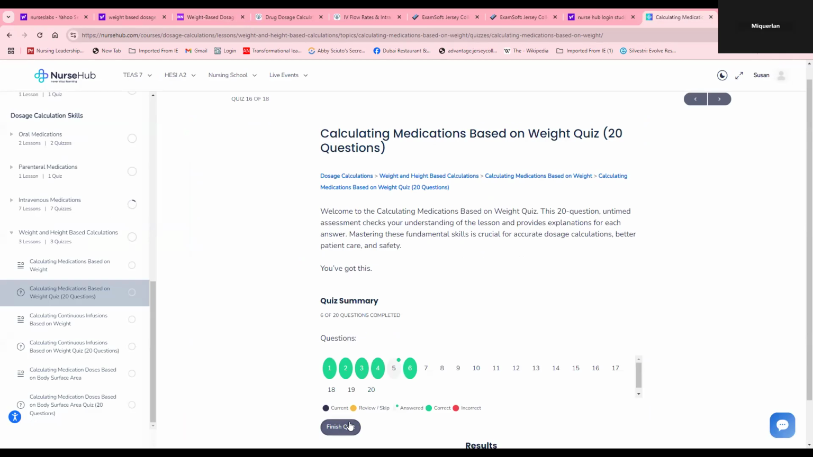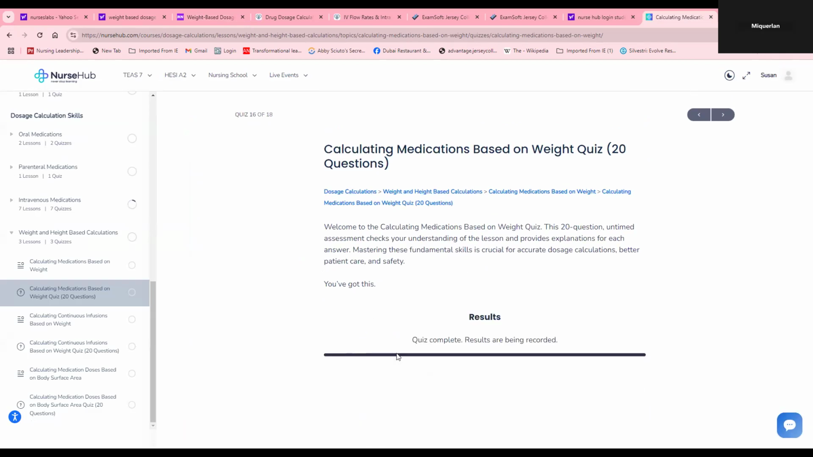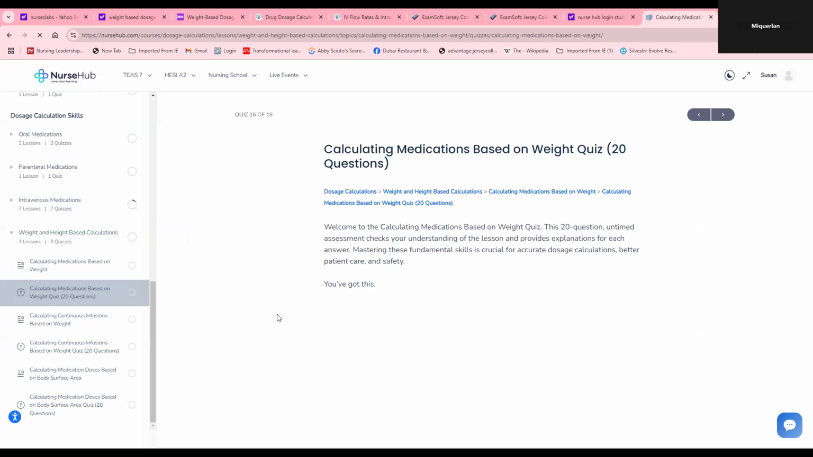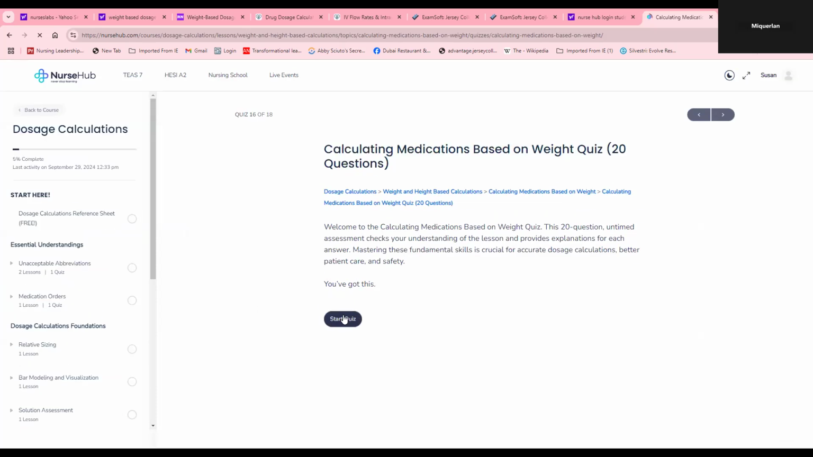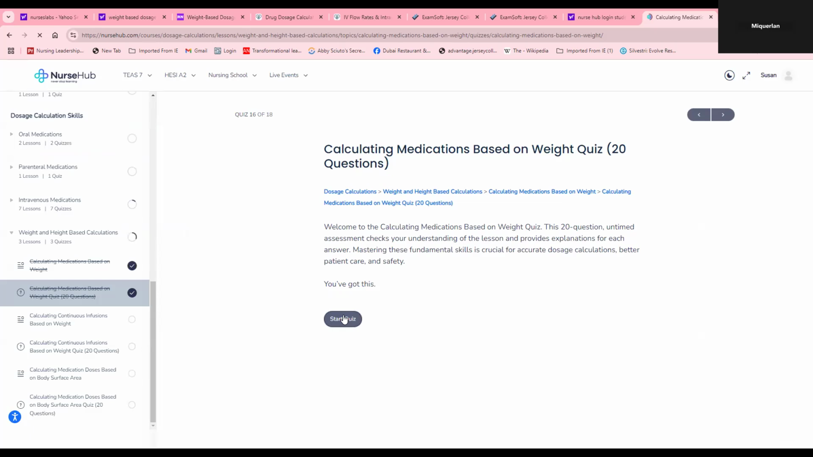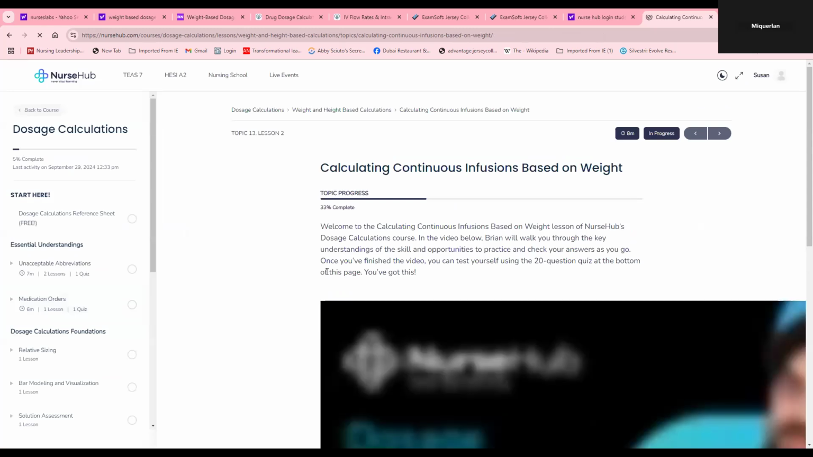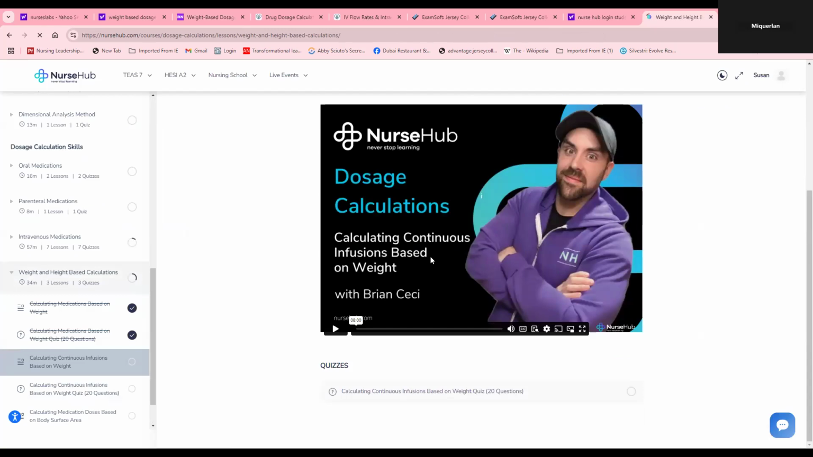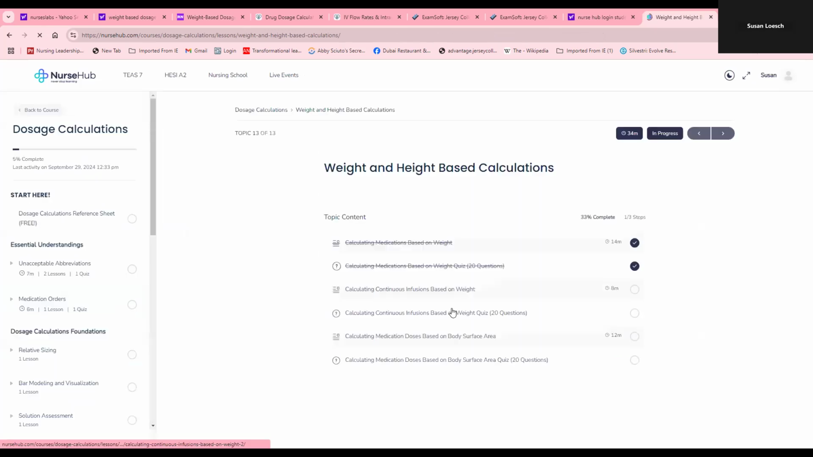When we get done with the weight-based ones, can we do the IV one where it says, let's say the IV was running at 1,000 mL and then it stopped and then it restarted with, let's say, 500 left in the bag, and the time? Yeah.